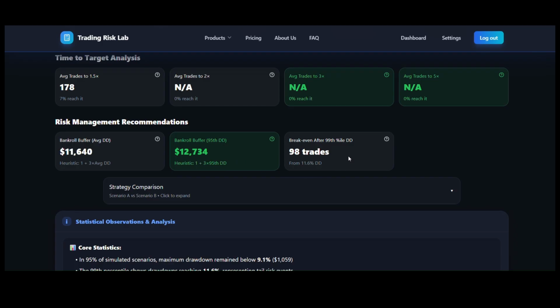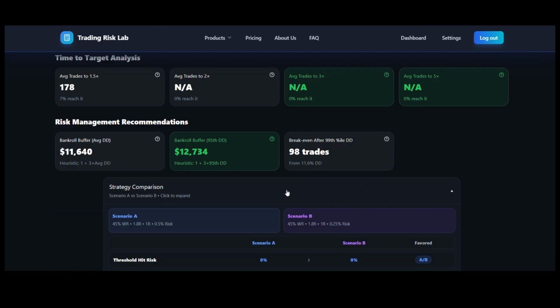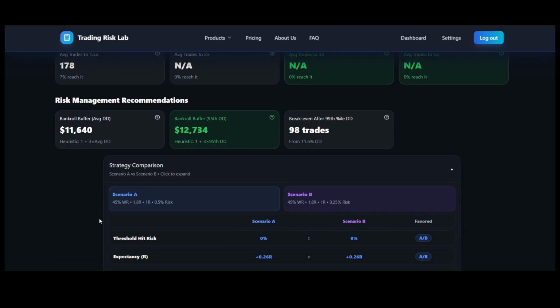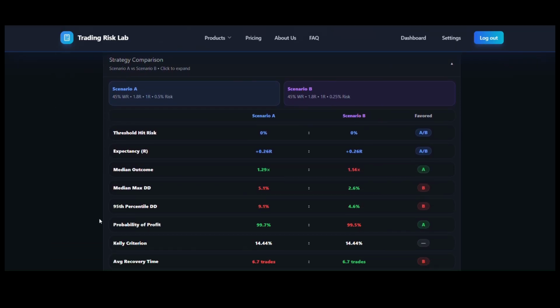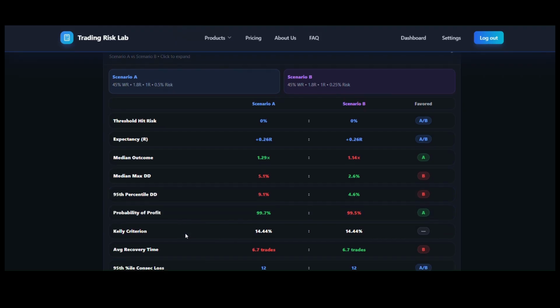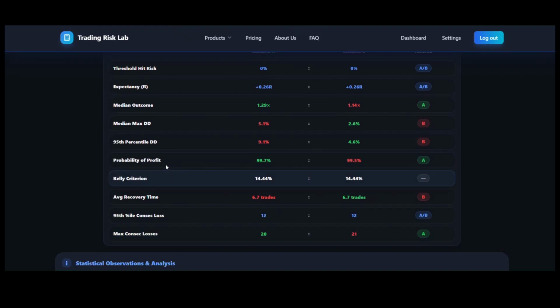If comparison mode is enabled, scroll to the Strategy Comparison section. This directly compares Scenario A and Scenario B across key metrics like drawdowns, recovery time, probability of profit, and median outcomes. The tool highlights which scenario is favored for each metric.